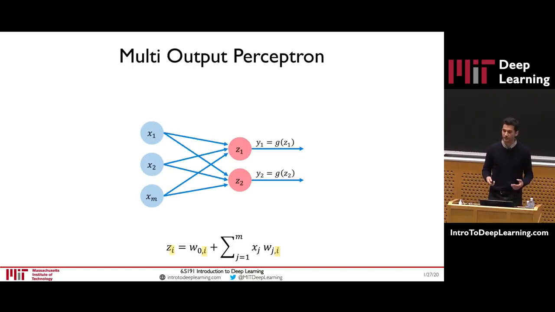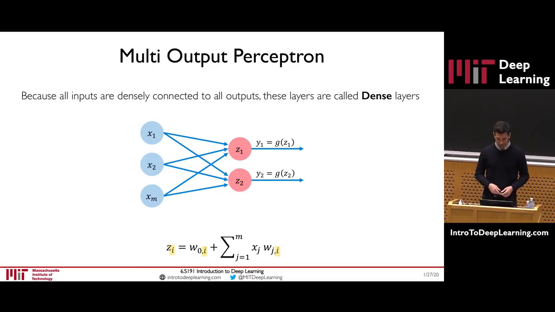If we want to define a multi-output neural network, we can simply add another one of these perceptrons to this picture. Now we have two outputs. One is a normal perceptron, which is y1, and y2 is just another normal perceptron. The same idea as before, they all connect to the previous layer with a different set of weights. And because all inputs are densely connected to all of the outputs, these types of layers are often called dense layers.